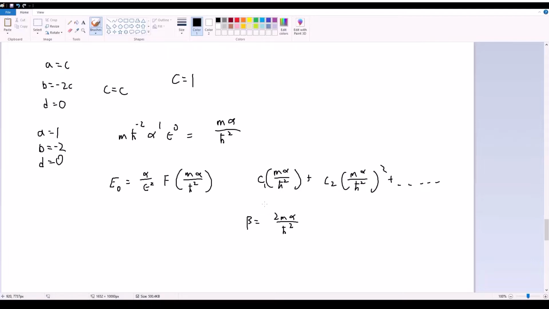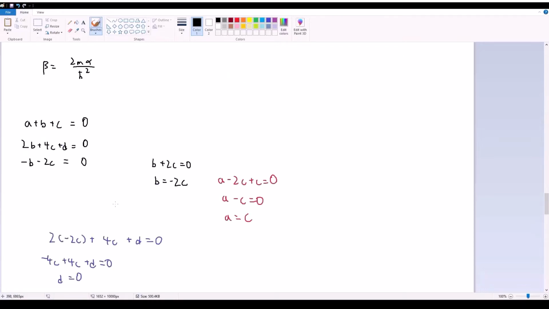So there is nothing stopping me from rewriting it as alpha over epsilon squared in terms of another function, which I'll call g of 2M alpha over H bar squared instead. There's nothing stopping me from doing this because, once again, this is a dimensionless function. I can attach as many other dimensionless variables onto it as I want, in this case 2, without any issues. It just changes the form of the function.